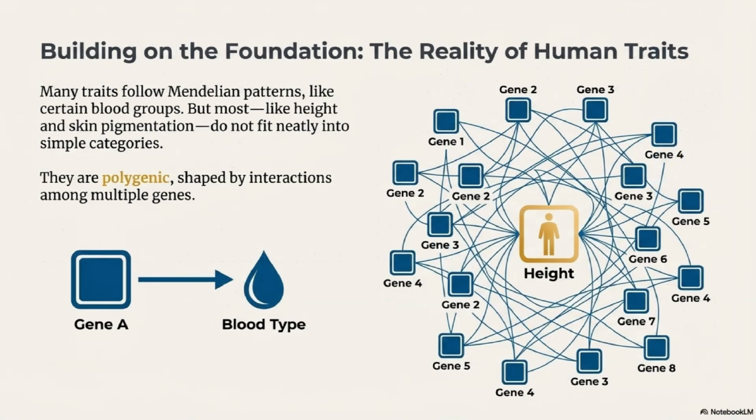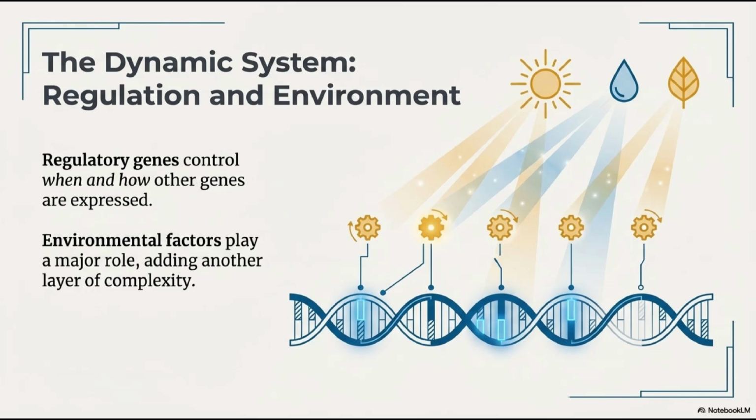Let's think about how these principles connect to real human traits. Many traits follow Mendelian patterns, like certain blood groups or some inherited disorders. But most human traits do not fit neatly into simple dominant recessive categories. Height, skin pigmentation, and many physiological traits are polygenic, shaped by interactions among multiple genes. Others are influenced by regulatory genes, which control when and how structural genes are expressed. Environmental factors also play a major role, adding another layer of complexity.